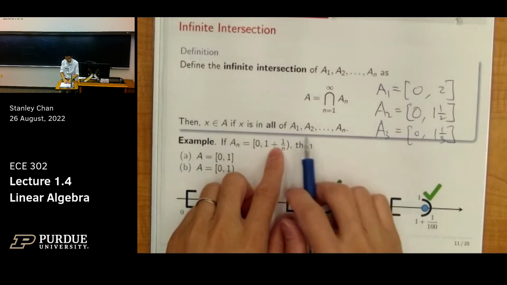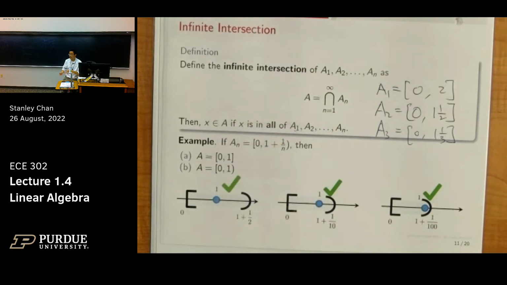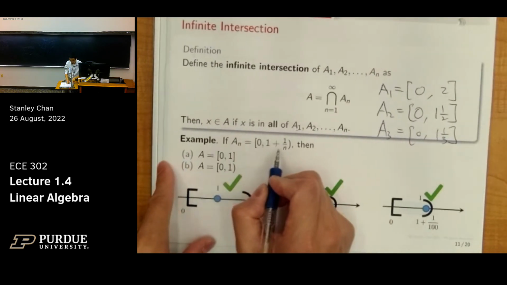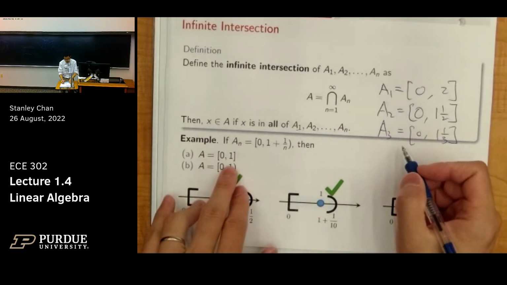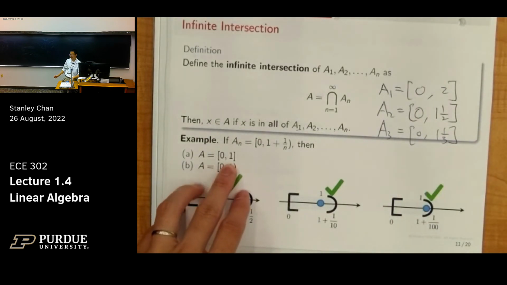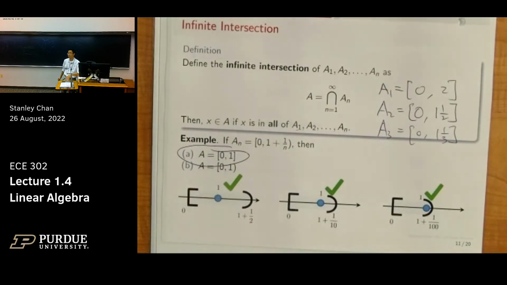I'm looking at all these n sets, right? I'm looking at this magical number 1. Everything else, I think we're all okay, except for the number 1. The number 1, is it in A1? Yes. Is it in A2? Yes. A3? Yes. No matter how big the n is, your 1 is always inside. Therefore, this 1 is included. Okay? And so the answer is this one.